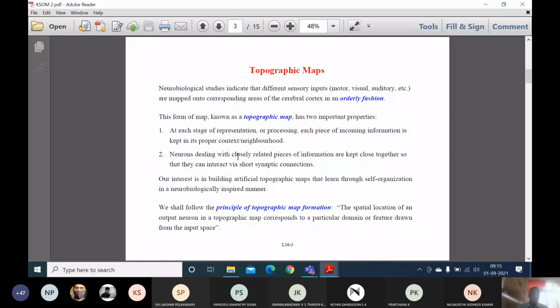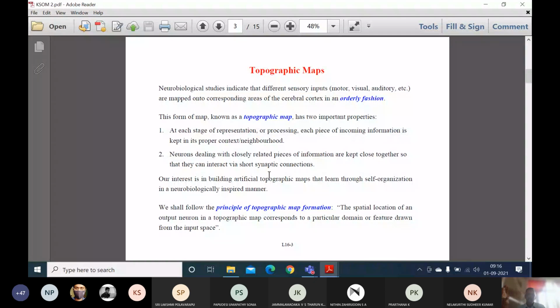What is our interest here is building a similar kind of topographic map. That topographic map is considered an artificial topographic map, which learns through self-organization in a neurobiologically inspired manner. So just as all inputs from different sensory channels are observed by the human brain and stored in the cerebral cortex in an orderly fashion, they arrange themselves in an orderly fashion. Similarly, I need to build an artificial topographic map, which is the base for the self-organizing map.